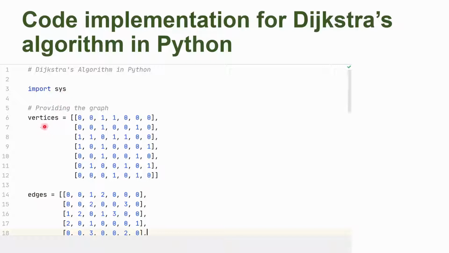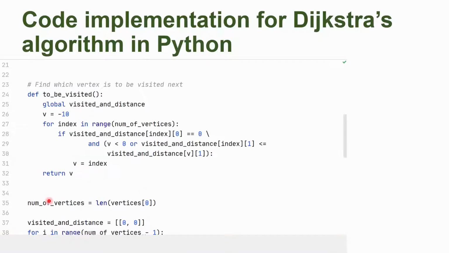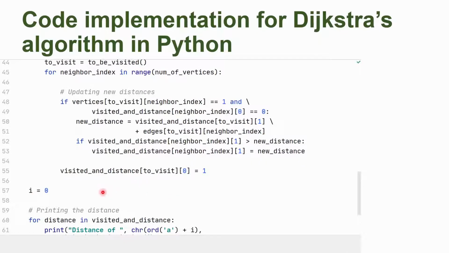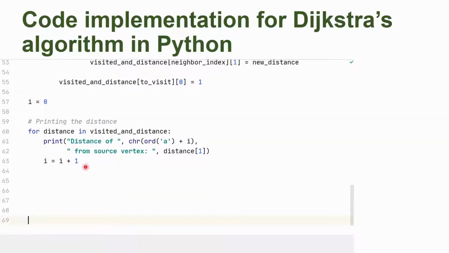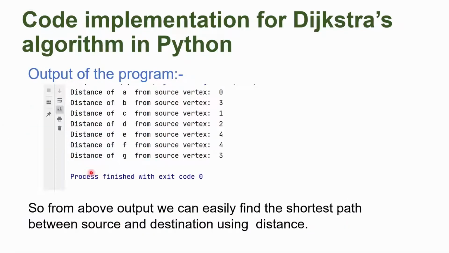Then I provide the vertices, and then I provide the edges. To find which vertex is to be visited next, I created v, I defined a d, and then I run the for loop with index, and then I put number of vertices equal to length of vertices, and for printing distance I again use a for loop. So here is the output.